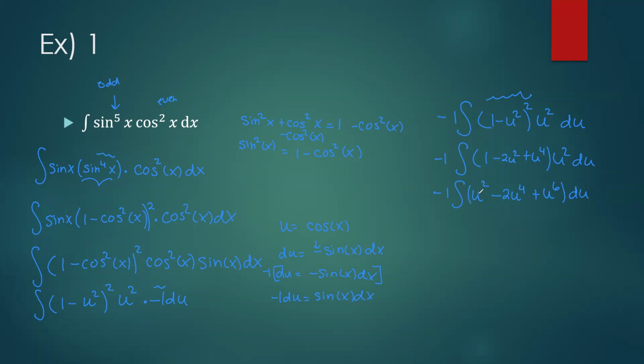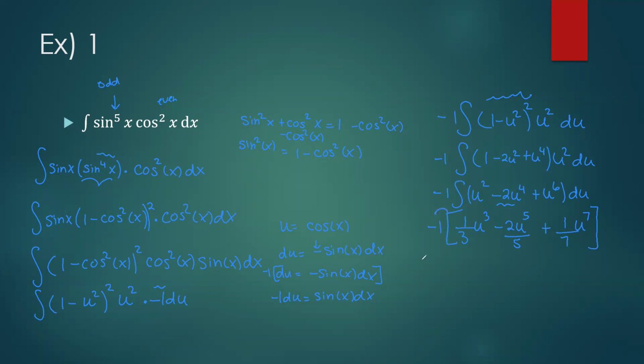Then what I would do is take the integration of each term by using your integration rule. So what's the integration of u squared? That is going to be 1/3 u to the 3. What is the integration of negative 2u to the 4th? That's negative 2u to the 5th over 5. What's the integration of u to the 6? It's 1/7 u to the 7th. And then we're still going to multiply everything by negative 1.